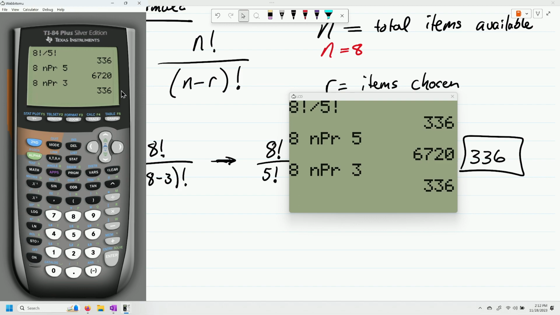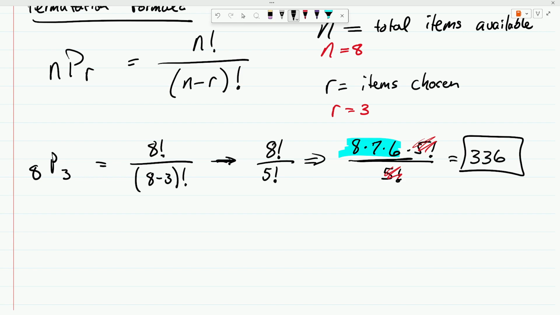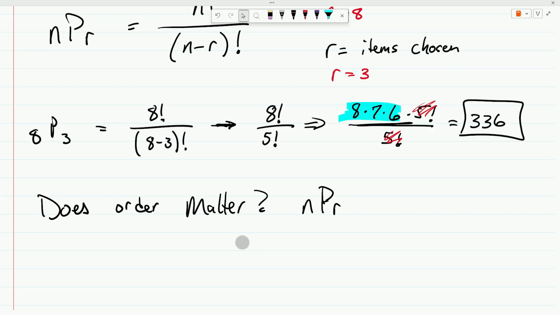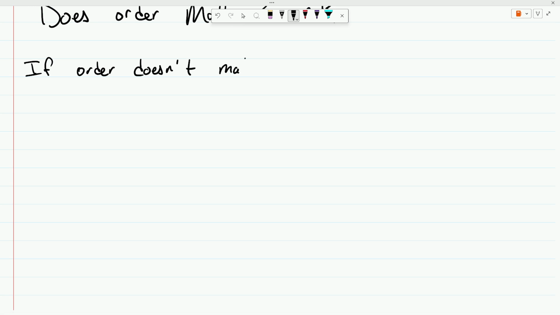So that was it. But anyways, that is how we use the permutation button on our calculator. The most important thing: does order matter? Because if order matters, that is going to be a permutation. But that kind of begs the question, what if order doesn't matter? If order doesn't matter, we call this a combination then.